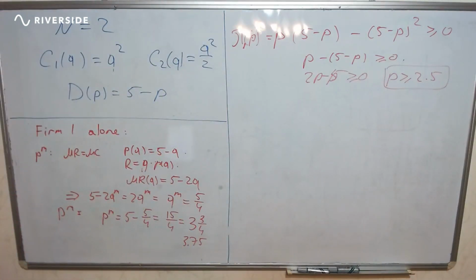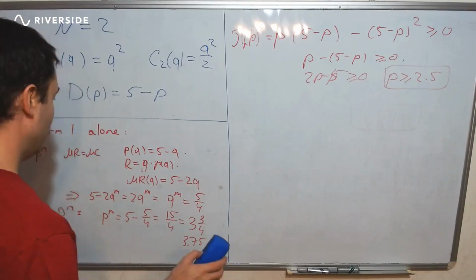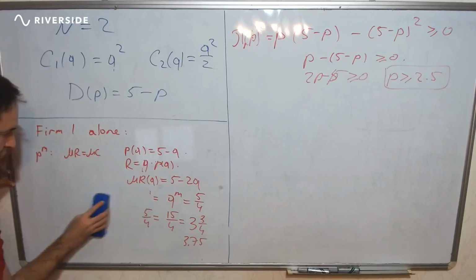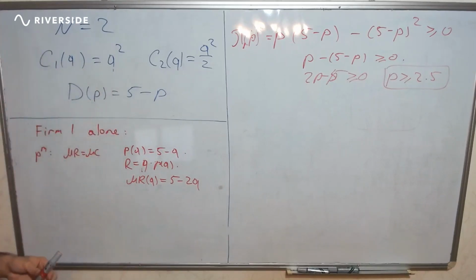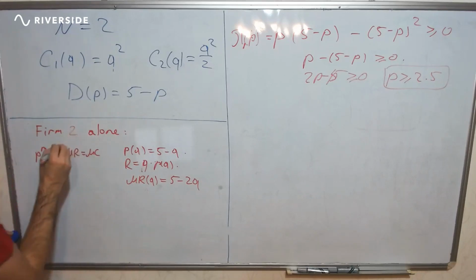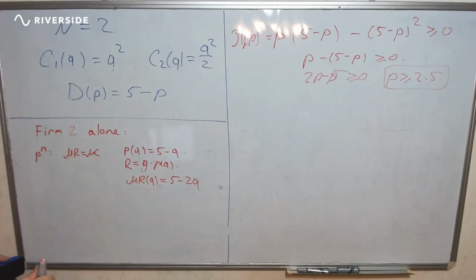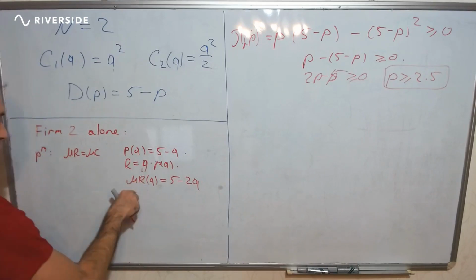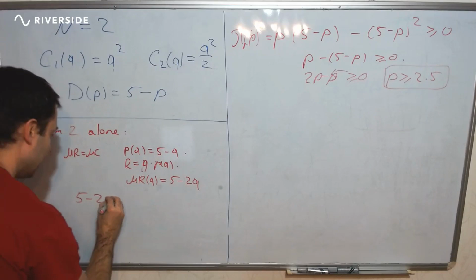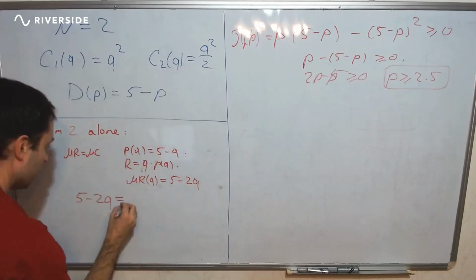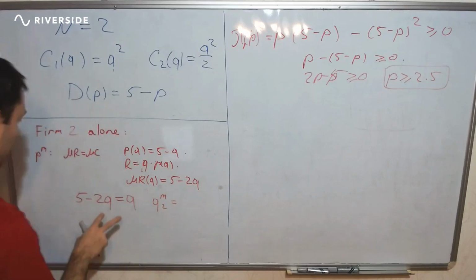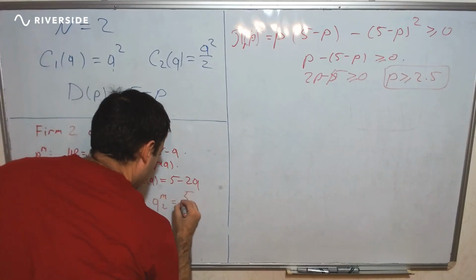So now let's repeat the same steps for firm 2. We'll just do it quicker, since we already know the majority of the numbers. If firm 2 operates alone, it will also set marginal revenue equals marginal cost. Marginal revenue for this firm will be the same, of course, because it's driven by demand. What changes is the marginal cost, which is just Q. Therefore, QM for firm 2 will be 5 over 3.